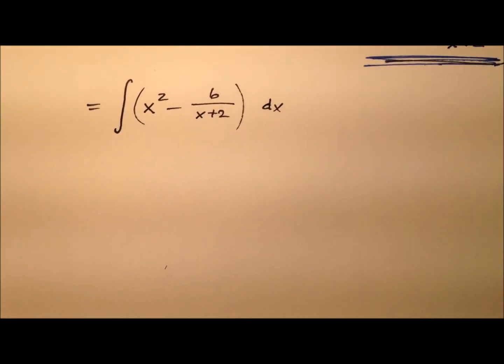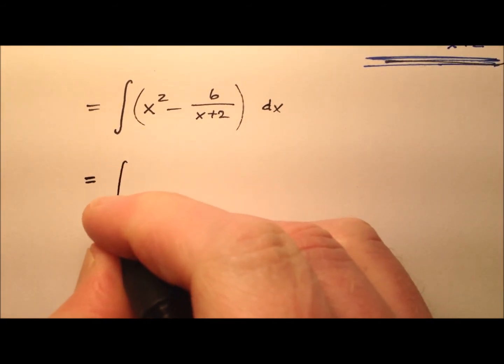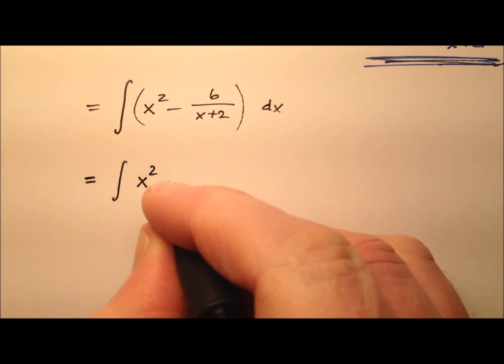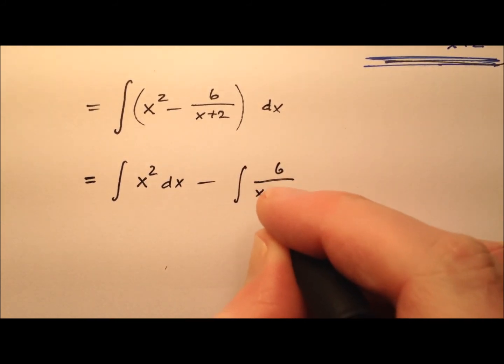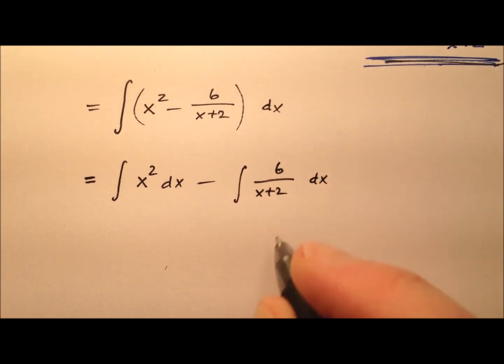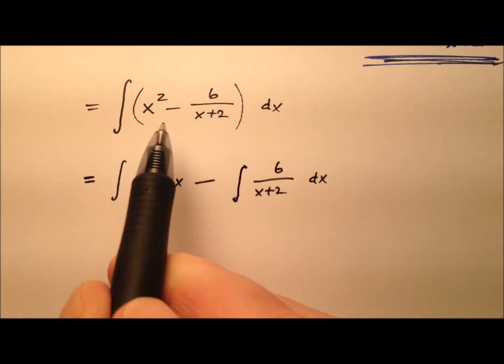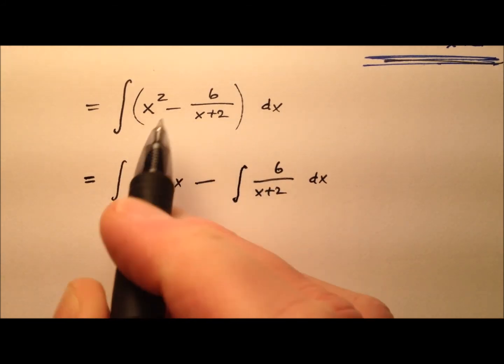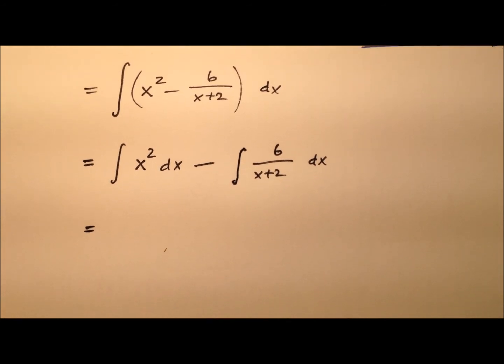Okay, let's go ahead and move that up. So you could split this up into two separate integrals if you wanted to. So it's the integral of x squared with respect to x minus the integral of 6 over x plus 2 with respect to x. Again, you don't have to do that. If you're comfortable doing this straight from here, that's a pretty quick process. But we'll go ahead and split them up and discuss both of these separately.